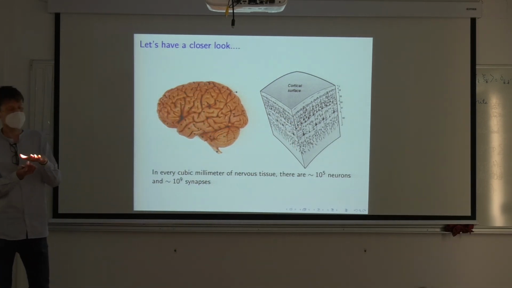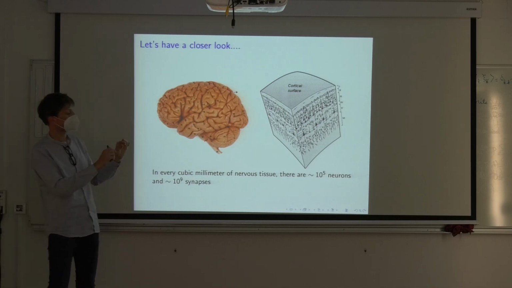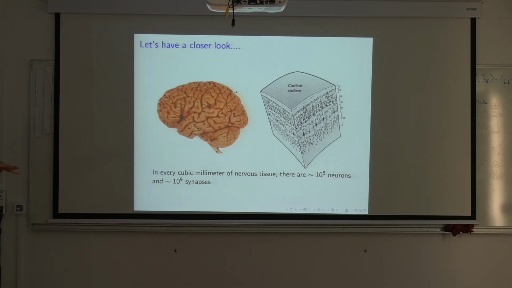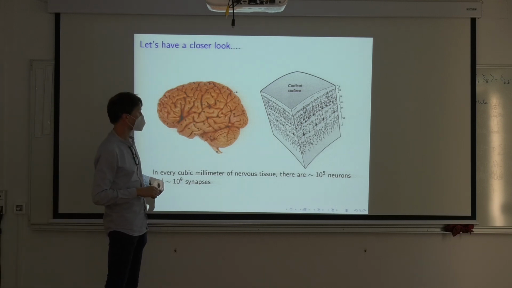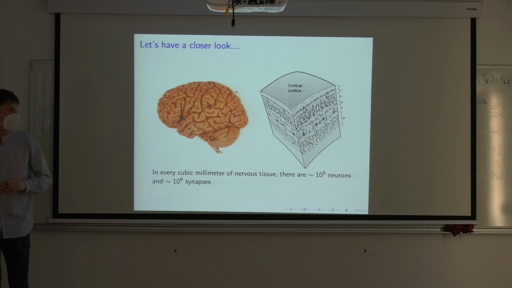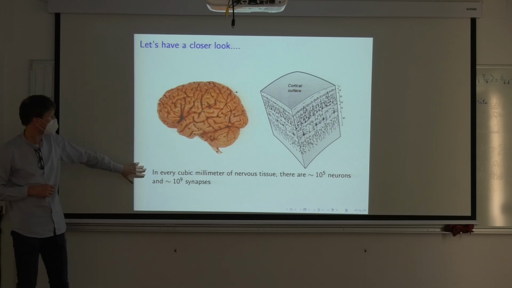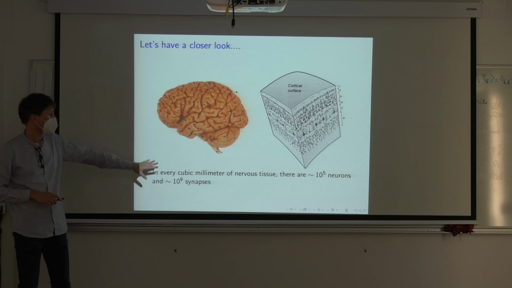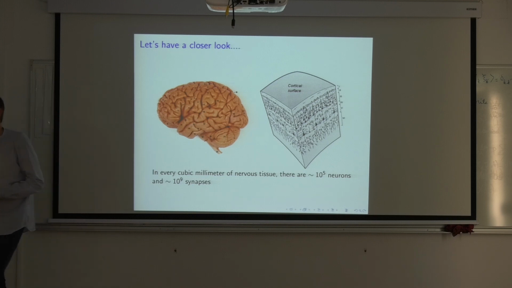The cortex of humans, if you flatten it, will be approximately the size of a pizza, and also the thickness of a pizza. But then it's folded inside the skull. So it's just a few millimeters thick. To give you some rough orders of magnitude, in every cubic millimeter of cortex in particular, but also of other structures, you would find approximately 100,000 neurons and about 1 billion synapses.